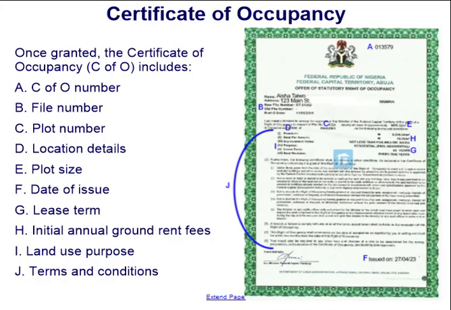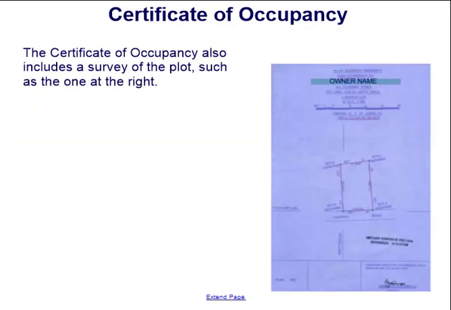Once granted, the Certificate of Occupancy, or C of O, includes A. C of O number, B. File number, C. Plot number, D. Location details, E. Plot size, F. Date of issue, G. Lease term, H. Initial annual ground rent fees, I. Land use purpose, and J. Terms and conditions. The Certificate of Occupancy also includes a survey of the plot, such as the one at the right.